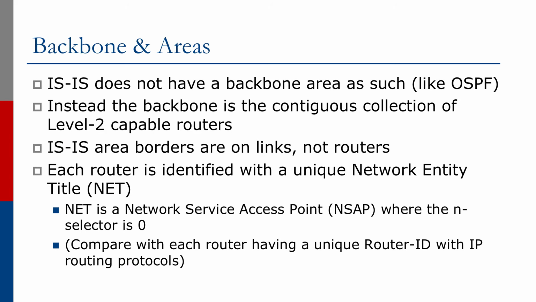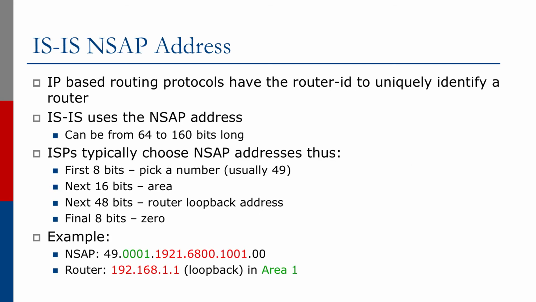IP routing protocols have a router ID to uniquely identify the router. Well, ISIS is not an IP-based routing protocol, so it doesn't use the router ID in the same way as OSPF and other protocols do. Instead, it has a network entity title, NET, which can be from 64 to 160 bits long. The typical scheme used by many operators today is as shown on the slide. The first 8 bits, we usually pick a number and is usually 49. Doesn't have to be, but that seems to be widely used.